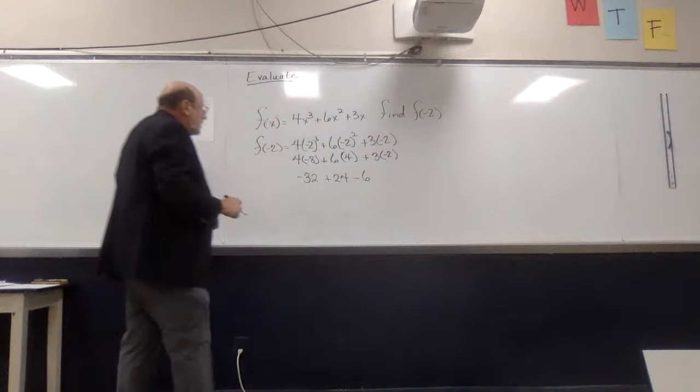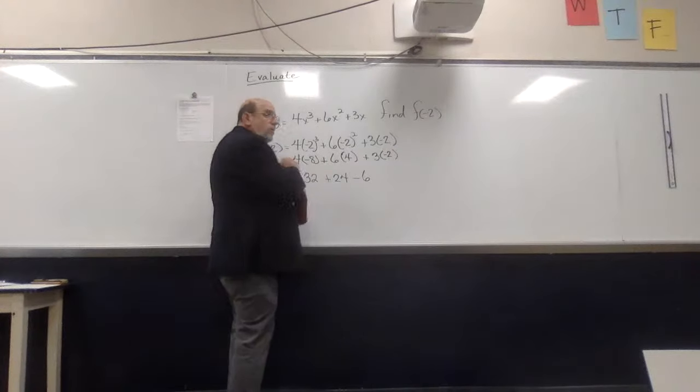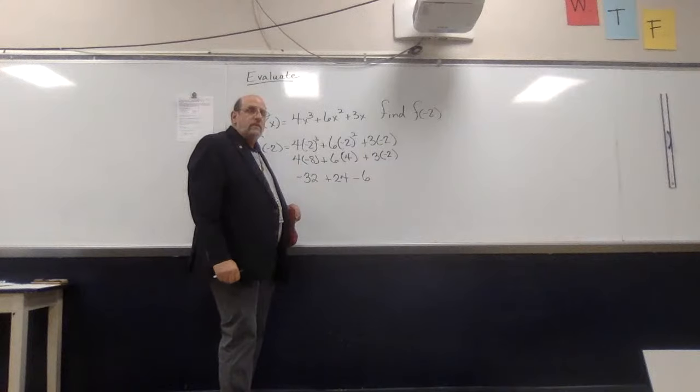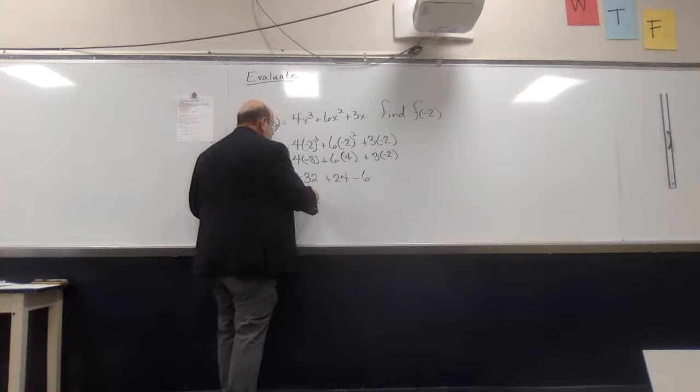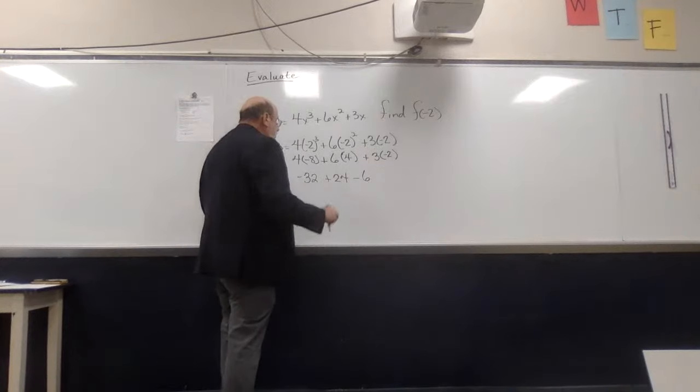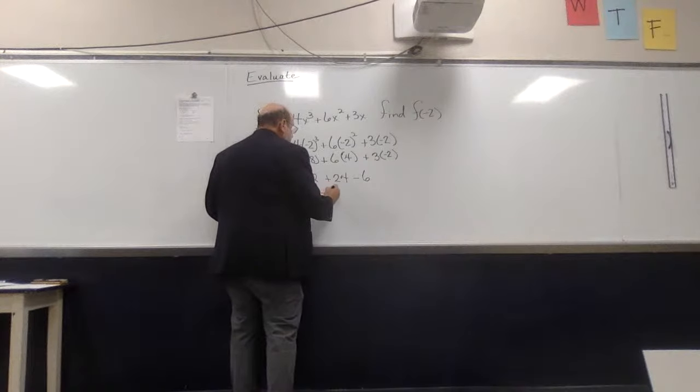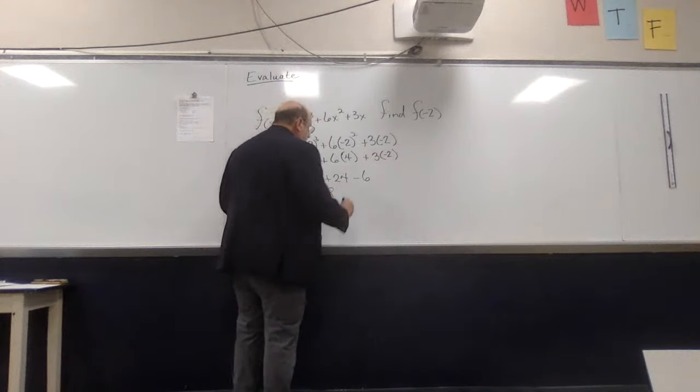Okay, so we put this all together. What do we get? Negative 32, positive 24, minus 6. Eight.